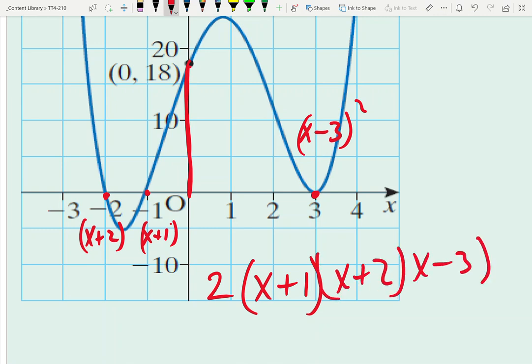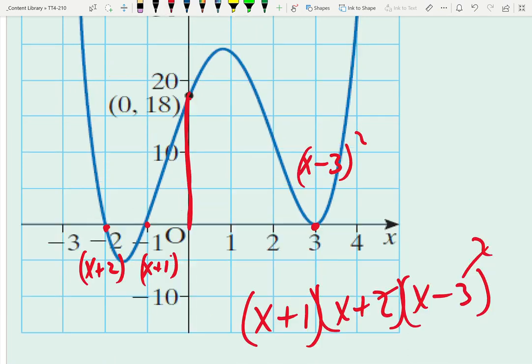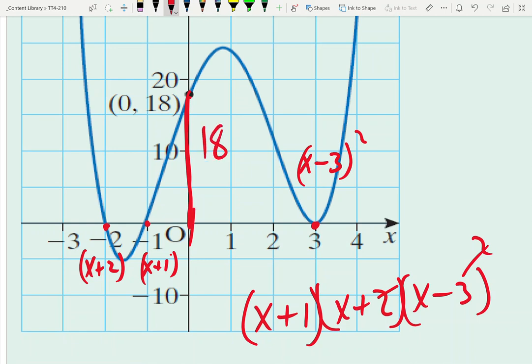Because I was getting, no, I didn't have to do that, sorry. That was 18 and that was 2. I don't have to double up because this is 18. But there's a problem. Is it inverted? No, it's not inverted. So it's fine.